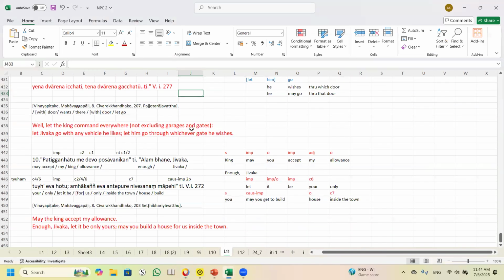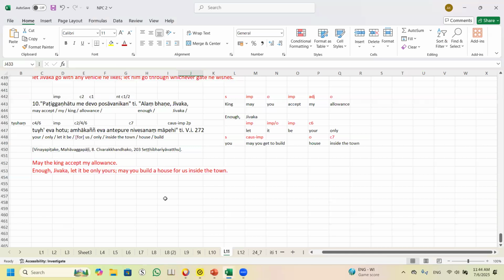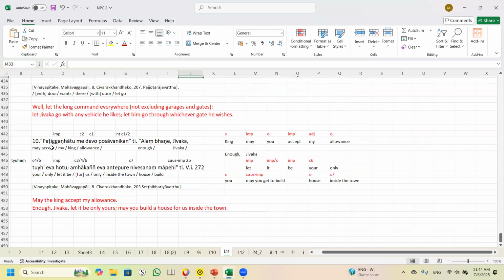We will move to the next line first. This is the last line. Gaṇhātu paṭiggaṇhātu me devo, posāvaṇikaṃ. Alaṃ bhane Jīvaka. Also continue with Jivaka. You see, Civara Khandhaka is the same. Now, in this particular case, you can see that the verb is in front. This is the subject, again the king. This is the infinitive.